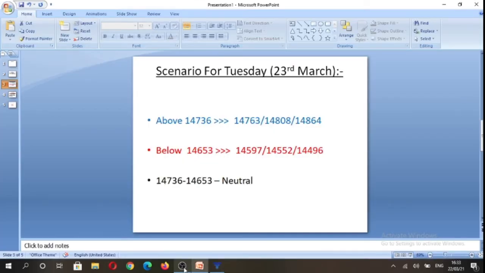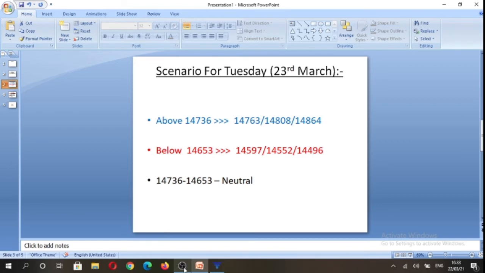Based on the daily time frame, we get the following scenario for tomorrow. Above 14,736, we can trade towards 14,763 levels. And if we break 14,763 level, in that scenario, we would have an inside break to the upside on the daily time frame, and potentially 14,864 levels can open up.